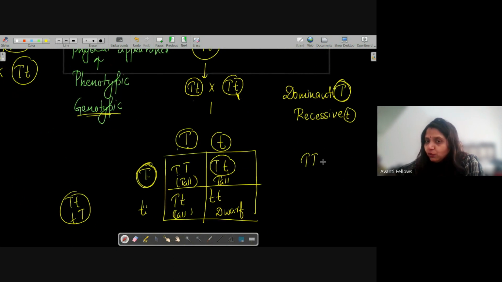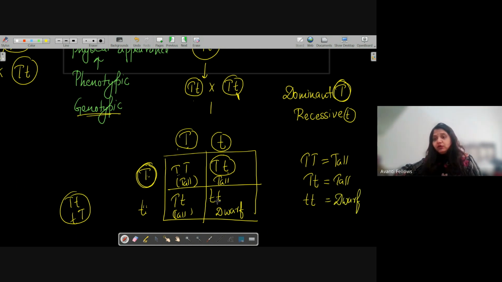इधर देखो, जब T होगा तो आपको पता ही है Tall होगा. ठीक है. जब Capital T और small t होगा तो भी आपको अब ये समझ में आ जाना चाहिए कि Capital T is the dominant character, तो यहाँ पे Tall ही आएगा. But when this is small t तो यहाँ पे Dwarf आएगा. So now you need to write this particular Punnett square in terms of phenotypic and genotypic character.